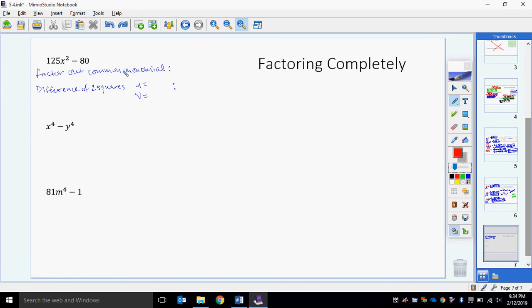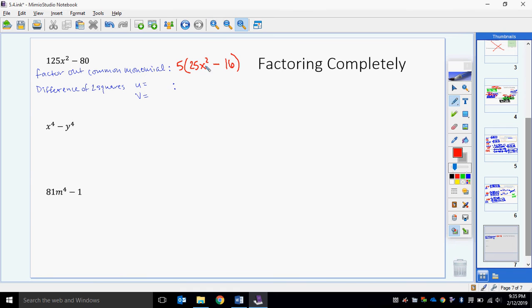So what can I do? I always want to factor out any common monomial first. So what number, because obviously there's not an x in both of them, what number goes into both 125 and 80? And that would be the number 5. So I'm going to take a 5 out. I'm going to factor a 5 out of both of them. All right, pull him out in front. So what's left in our parentheses? Well, 125x squared divided by 5, I'd be left with 25x squared. And then the minus 80, if I take 80 divided by 5, because I pulled the 5 out, I would be left with a 16.